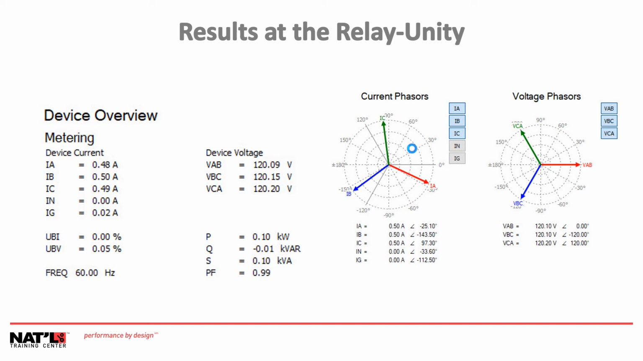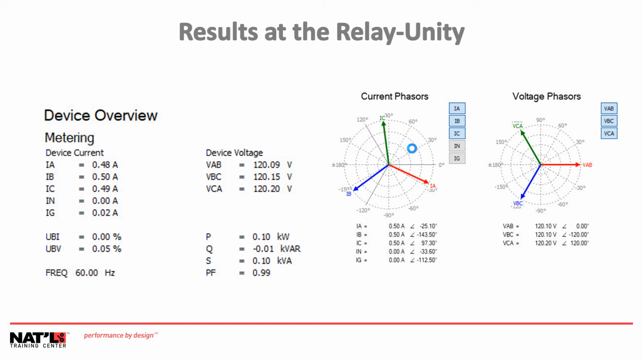So we still have the 30 degrees shift between IA and VAB. You'll see that IA at unity, or 1.0 power factor, IA is lagging VAB by approximately 30 degrees, IB is lagging VBC by approximately 30 degrees, and IC is lagging VCA by approximately 30 degrees.